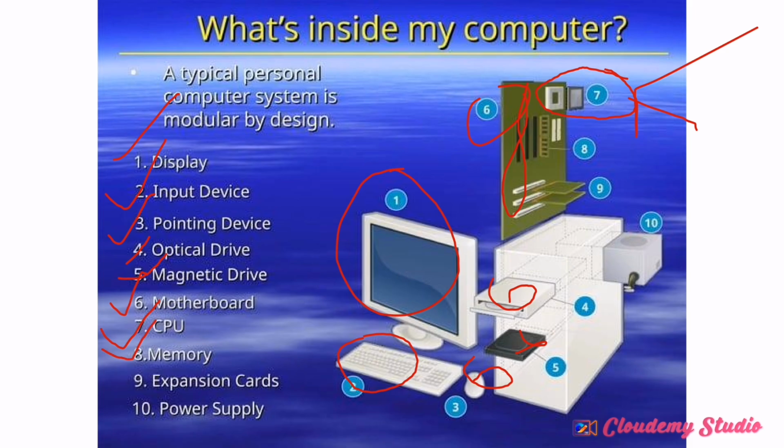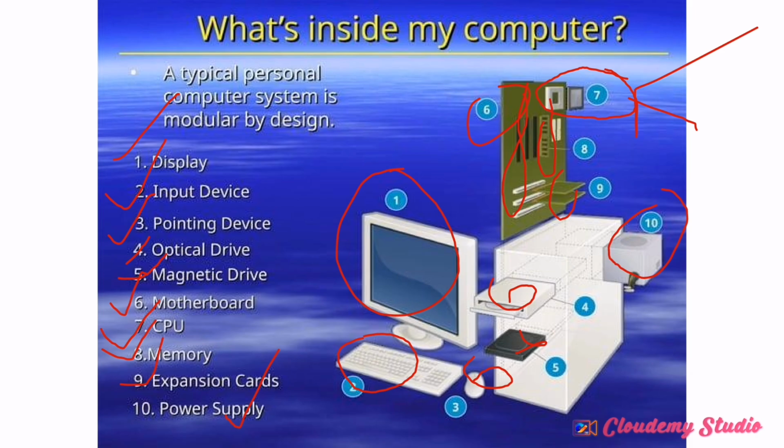That is number eight, memory, which is definitely the RAM. Here is the RAM, the random access memory. Then we have number nine, which is expansion cards. Others would call it a video card. Then number ten, we have the power supply. Where is it? This one. That is the power supply of a computer.